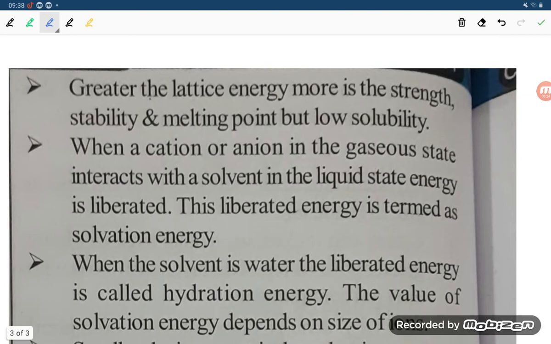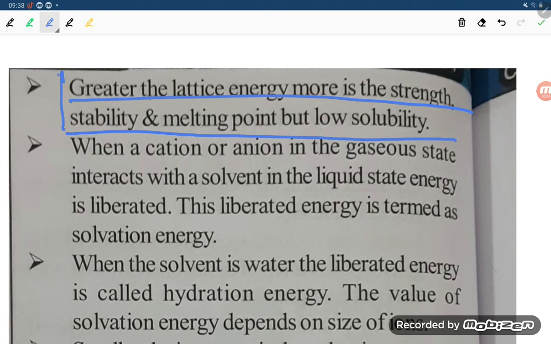Next point: greater the lattice energy, more is the strength, stability and melting point, but low solubility. What is the meaning of this? Greater the lattice energy, more is strength, stability and melting point, but low solubility.